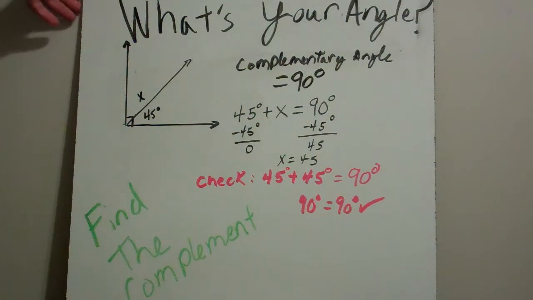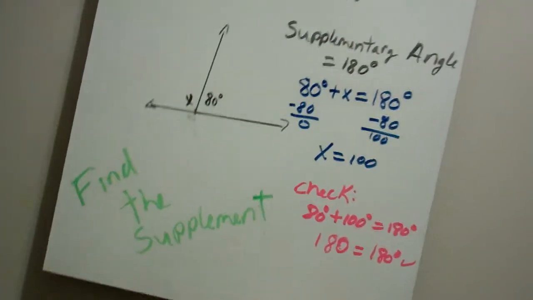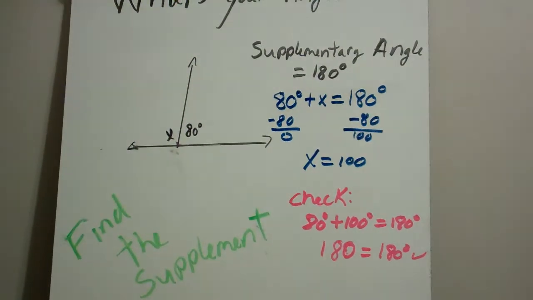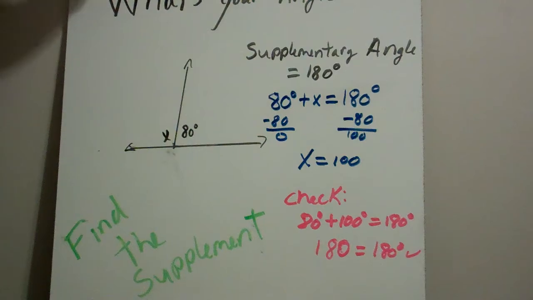And so for supplementary, if we're lucky, we have kind of the same type of thing. Supplementary angles, in all cases, are equal to 180 degrees. And so here I have a measure of 80 degrees, and then again our missing value for x. So I know that supplementary angles equal 180 degrees.